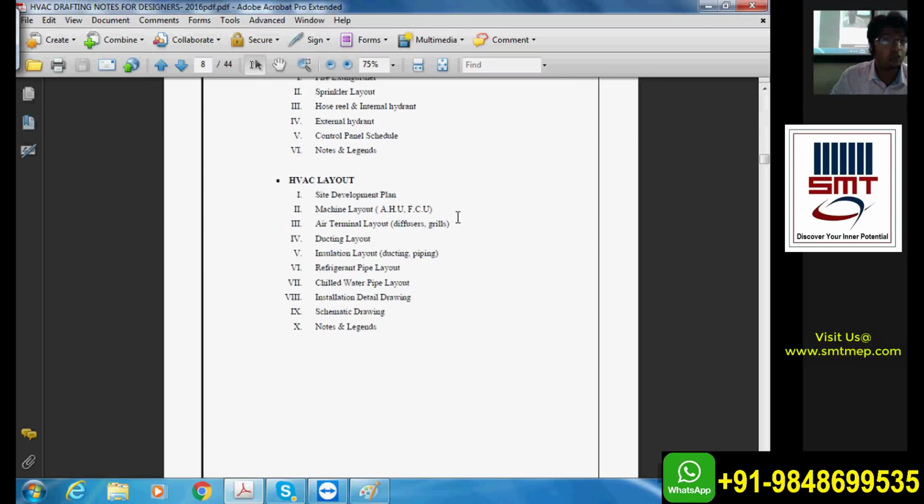Fine. Now the HVAC layout that we are having will include the machine layout, HVAC or FCU, where to place, how to place, where to create, how to create. Then you have the air terminal layout, selecting between diffusers and grills depending upon the false ceiling.